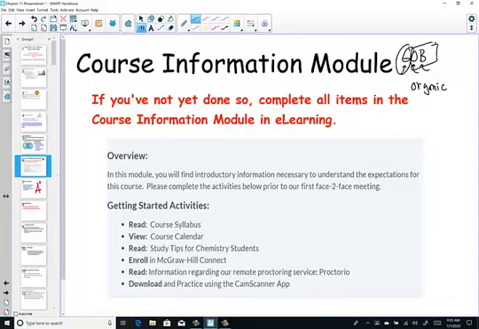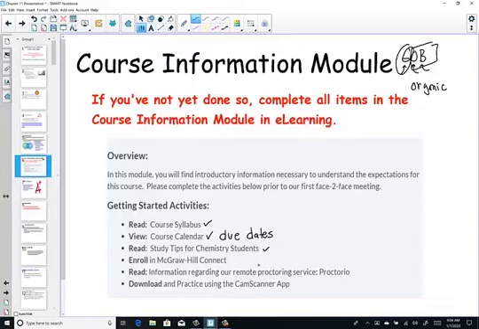I wanted to remind you, if you've not yet had a chance to complete the course information module, you should do so immediately before proceeding with this lesson. The e-learning chemistry course is a robust, complementary kind of companion site, if you will, to our online and in-class version of our course. So just to keep in mind, you want to read through the course syllabus, view the course calendar. We have very firm due dates, and so you want to make note of those immediately and get them in your calendar. There's some study tips for chemistry students.